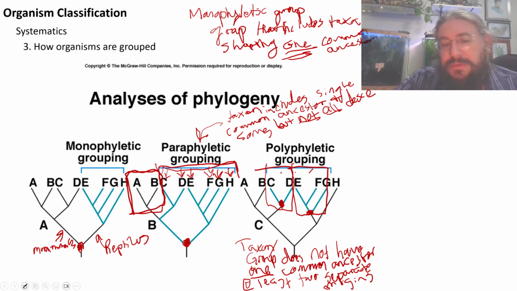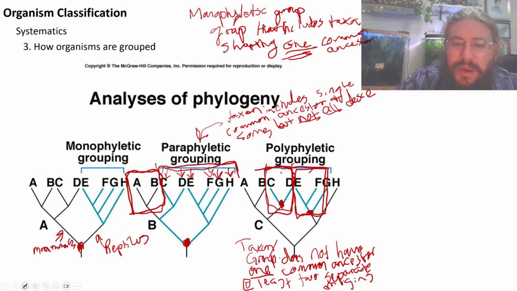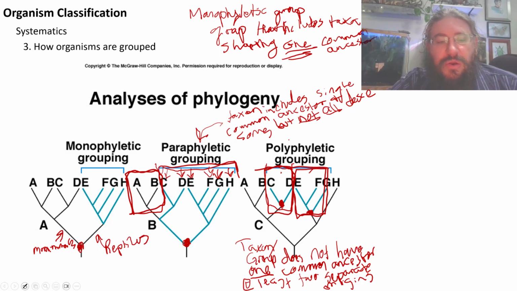These two groups are monophyletic. C and D are monophyletic. E, F, and G are monophyletic. But grouping these together creates a polyphyletic group, right? So you get the idea.